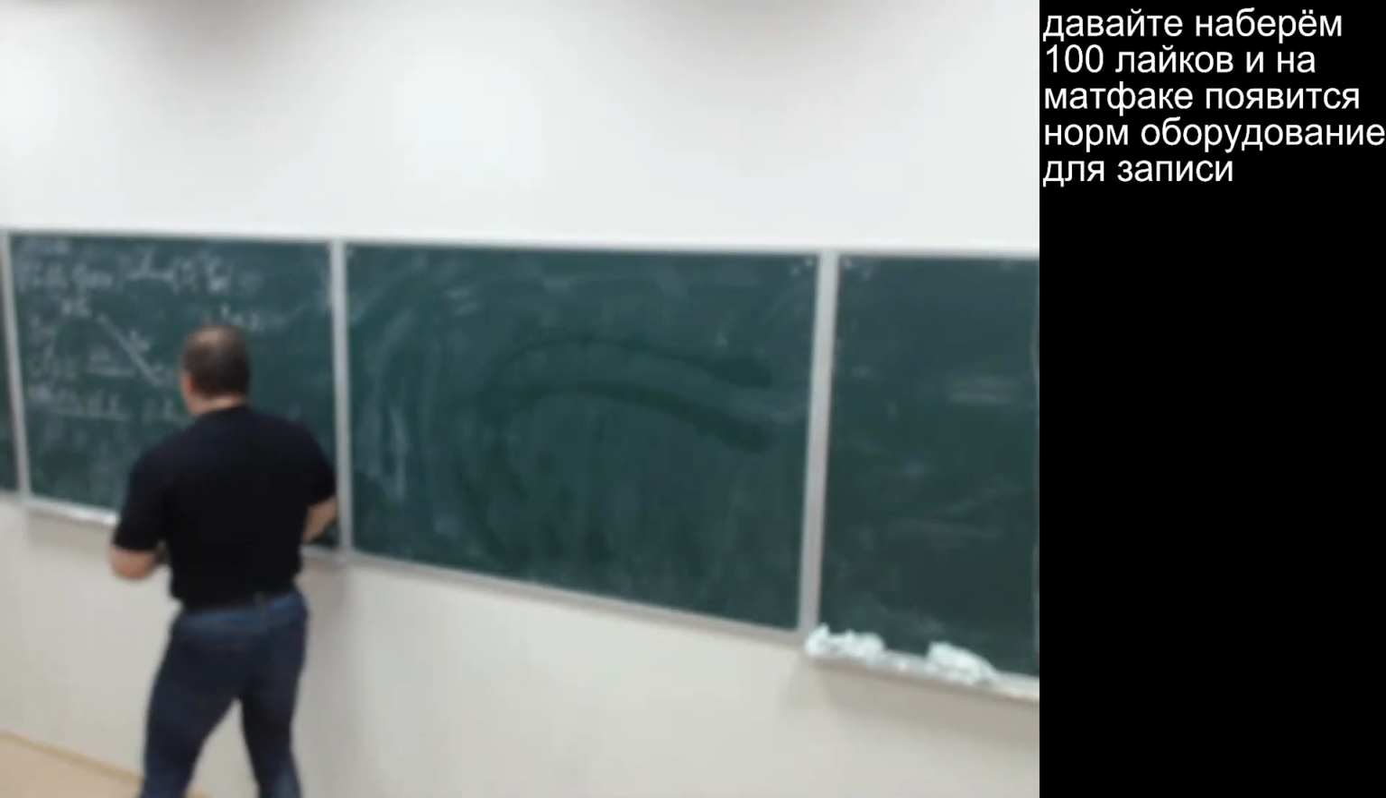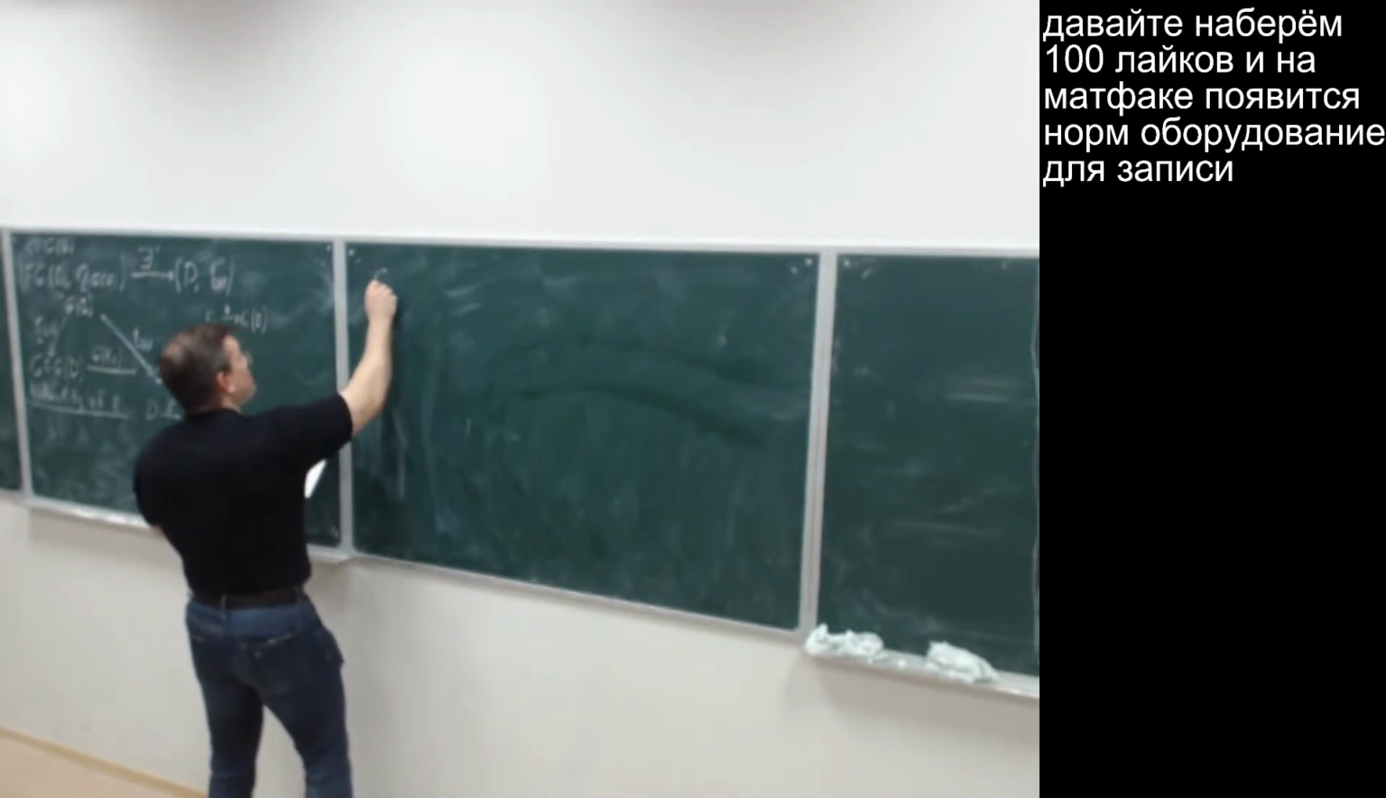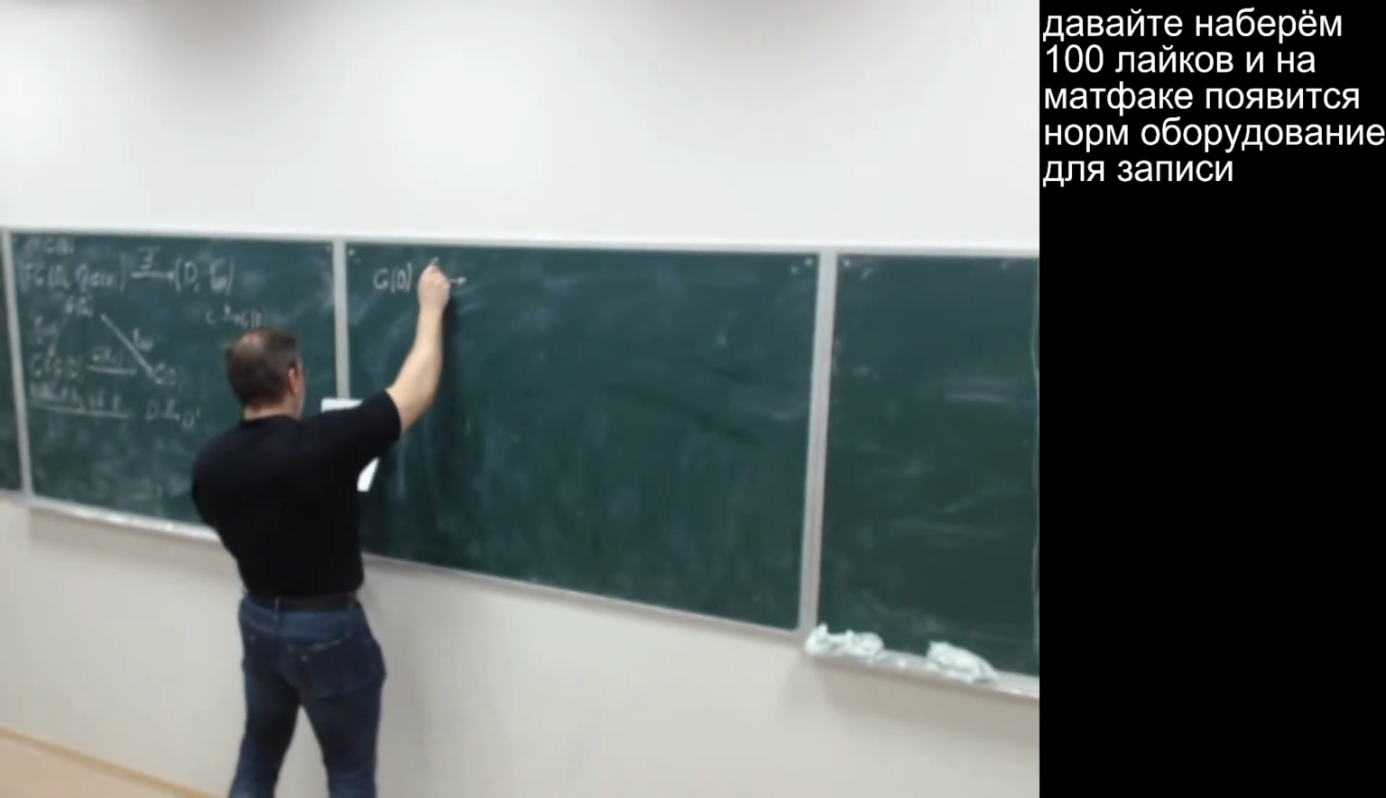To prove the naturality of epsilon, I need to look at the two commutative diagrams. The first commutative diagram is something that we already obtained before.